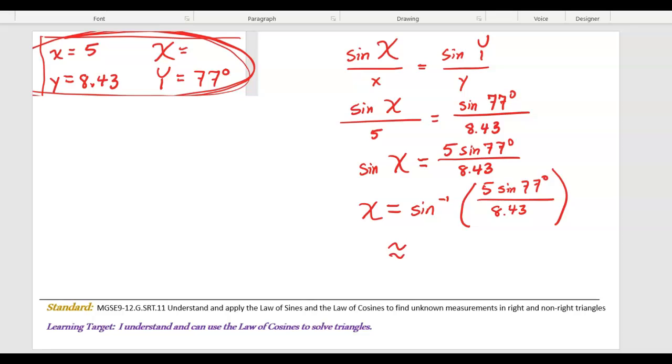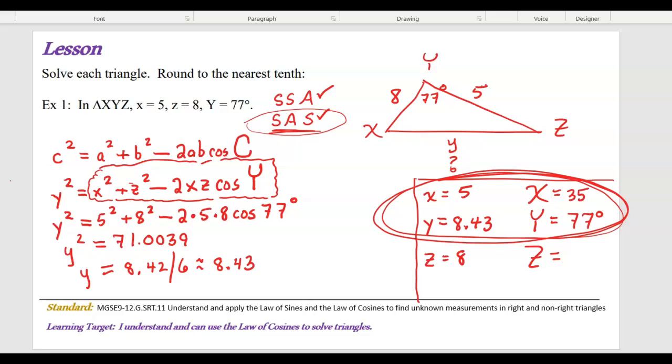Which gives us approximately 35.304, or 35.30 degrees. Okay, so let's go back to where our original work was. We know that x is now 35.30 degrees. To find z, you now subtract: 180 minus those two angles. So 180 minus 77 minus 35.3 is 67.7 degrees. Boom, we have solved the triangle.